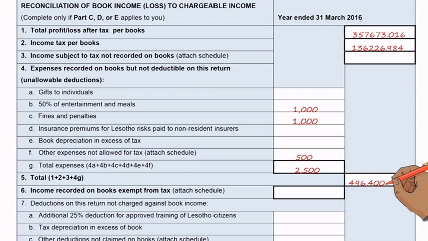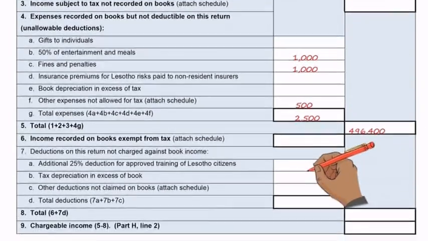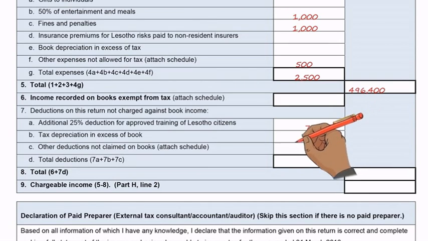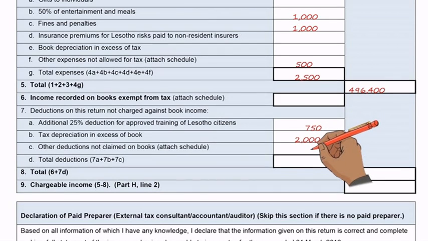6. Fill in the income recorded on the books exempt from tax, if any. 7. Show the deductions not claimed on the books' financial statements as follows. A. Additional 25% deductions for approved training of Lesotho citizens. B. Tax depreciation in excess of book. C. Followed by other deductions not claimed in books. D. Sum up A, B, and C in this section to obtain the total deductions.